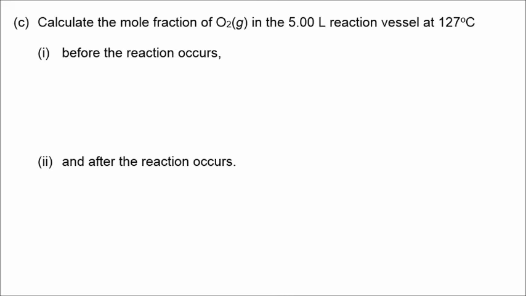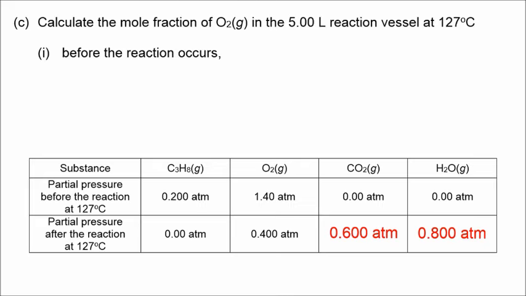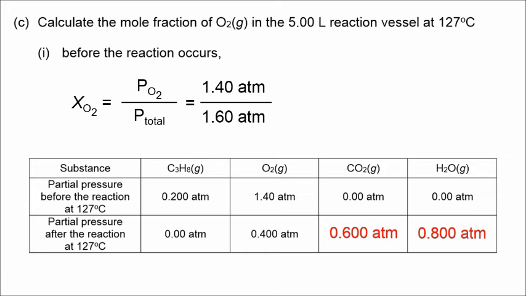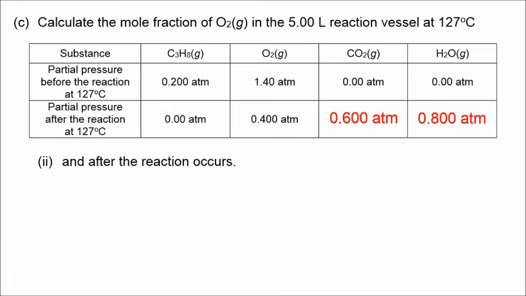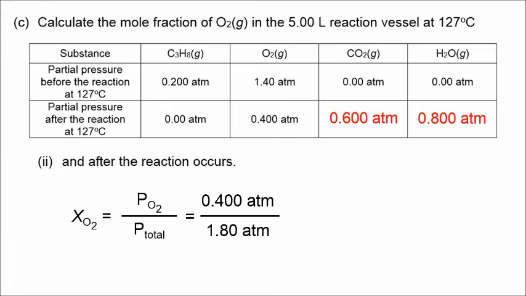So before the reaction occurs, we have a pressure of oxygen of 1.4 atmospheres, and the total pressure before the reaction is 1.6 atmospheres. That gives us a mole fraction of 0.875. Now, after the reaction has occurred, we have a pressure of oxygen, which is equal to 0.4 atmospheres. And if we add up all those gases, the total pressure is 1.8 atmospheres. So that ratio gives us a mole fraction of 0.222.